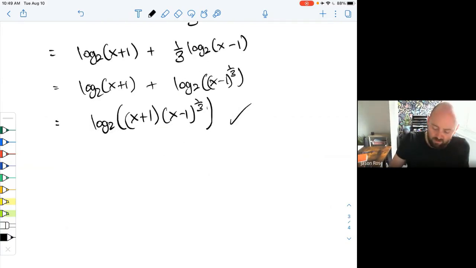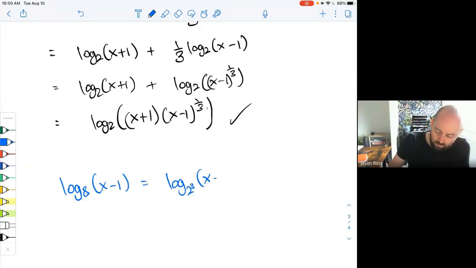I'm not certain. Let me just write something there for a second, Eric. So you're saying, I'm just going to write this in a different color because it's not really part of what we're doing here. So log to the base 8 of x minus 1, 2 cubed.